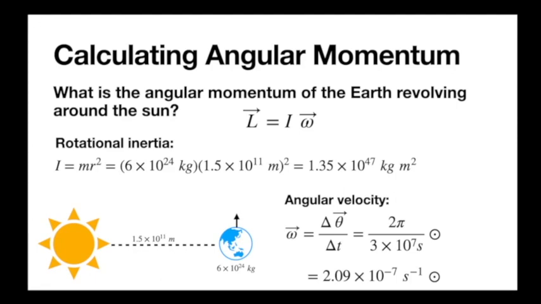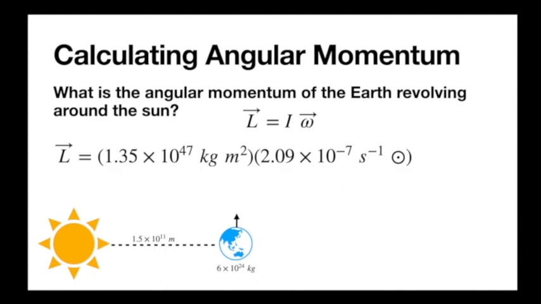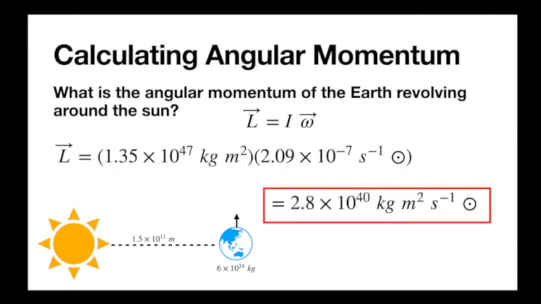Now I have my two desired quantities, rotational inertia and angular velocity. So to get angular momentum, I just multiply them together, and we get some value out of the page, which is very large and doesn't really tell us much, but we were able to solve for it. Any questions about this little example here?